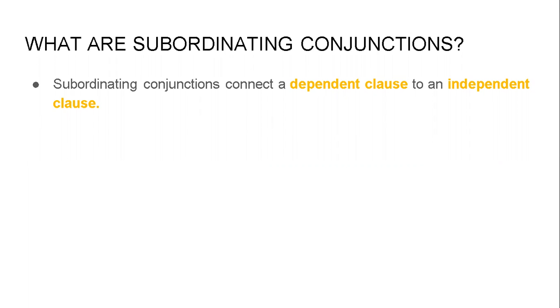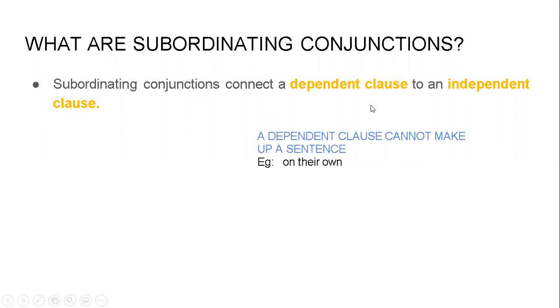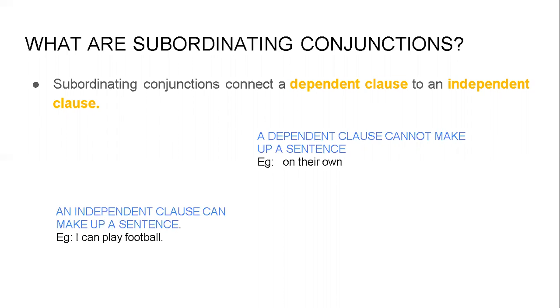If you have forgotten what a dependent and independent clause is, here's a revision for you. A dependent clause cannot make up a sentence. For example, "on their own" doesn't make complete sense, does it? An independent clause can make up a sentence. Example, I can play football. That makes complete sense.